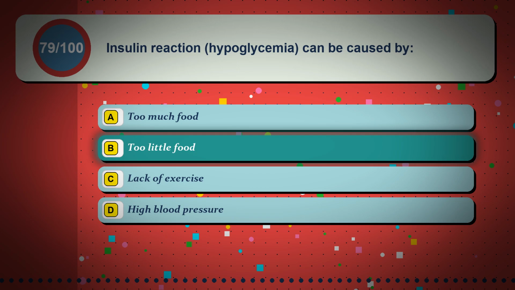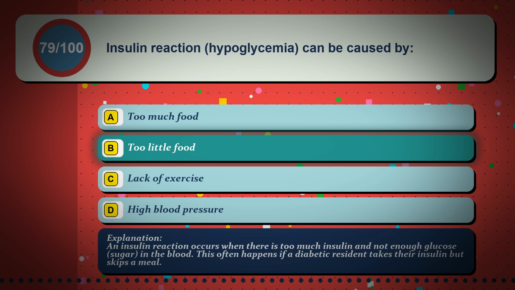The correct answer is option B, too little food. An insulin reaction occurs when there is too much insulin and not enough glucose, sugar, in the blood. This often happens if a diabetic resident takes their insulin but skips a meal.